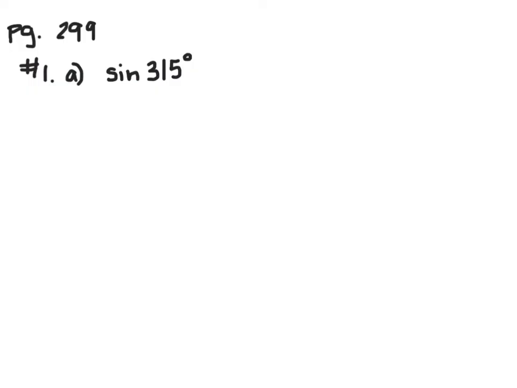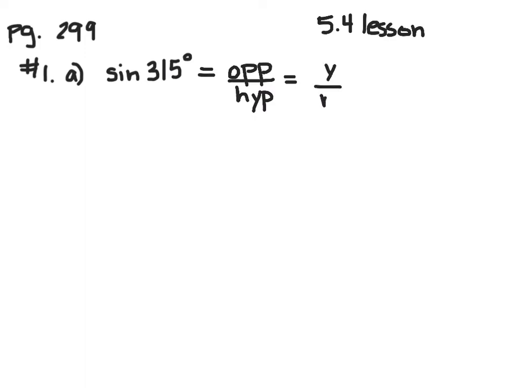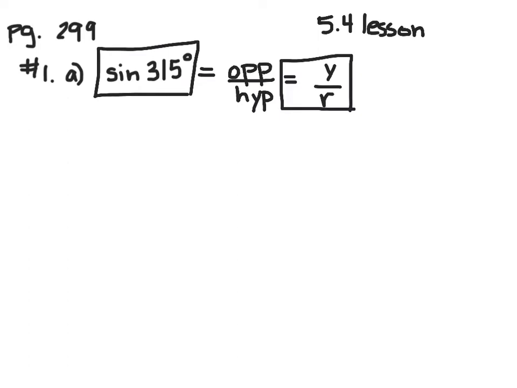On page 299, question 1, it asks us to sketch sine of 315, figure out the acute angle, and what the sine ratio is. However, we're going to actually figure out what the sine of 315 is. We know that sine of any angle is opposite over hypotenuse, but according to our 5.4 lesson, you can figure out the terminal arm stuff in that lesson. It explains that the opposite side is called y and the hypotenuse is r. So we have to figure out the y and the r value for the drawing of sine of 315.